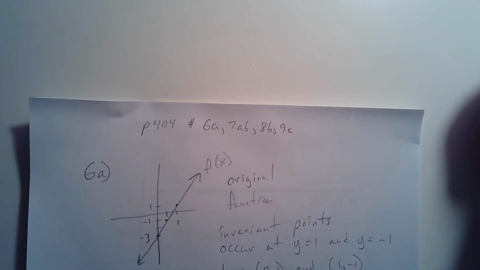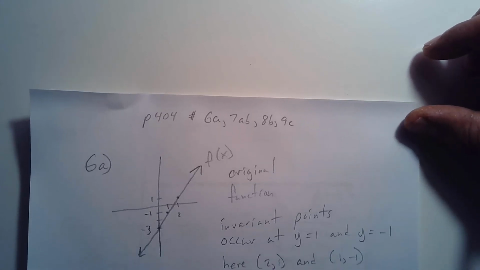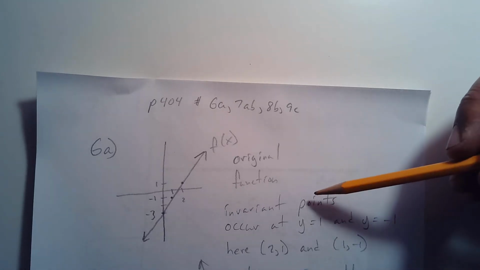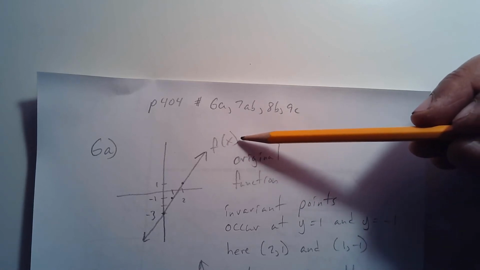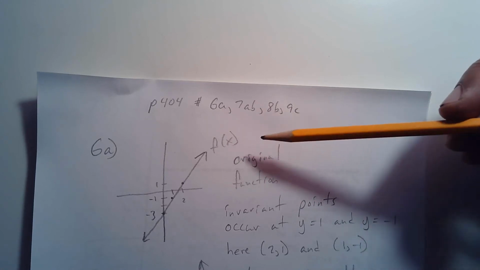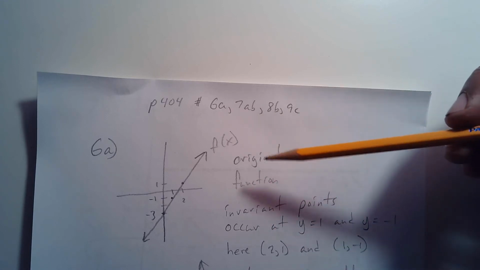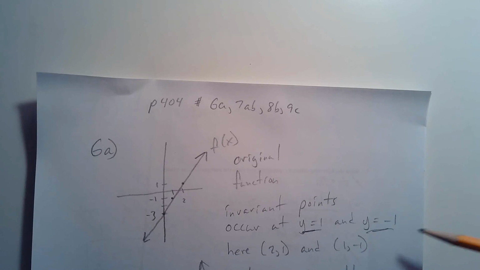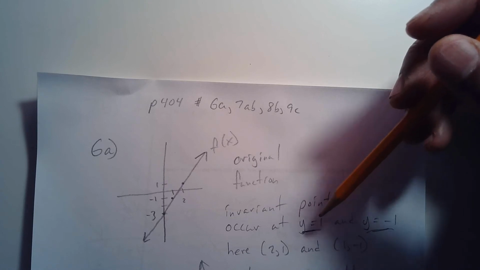Okay, and they ask us about intercepts and invariant points and all that. So let's start with invariant points. An invariant point is a point that's going to exist for both the regular function and the reciprocal function. That means both functions will share these points, and they always occur at y equals 1 and y equals -1. So if you can find the coordinates from one of them, then you know it for both of them.